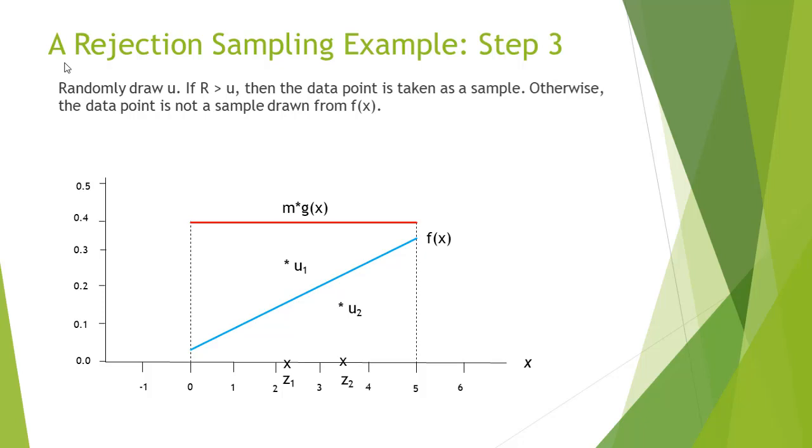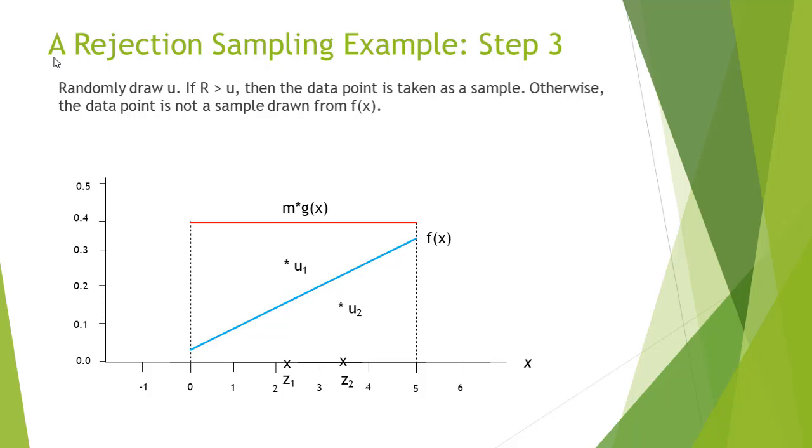It means u will create a blue vertical line that is greater than it should be. The point that creates u doesn't follow fx. It follows another distribution. We don't know what other distribution this data point follows. But anyway, it doesn't follow fx. The data value should not be taken as a sample that follows the distribution fx.